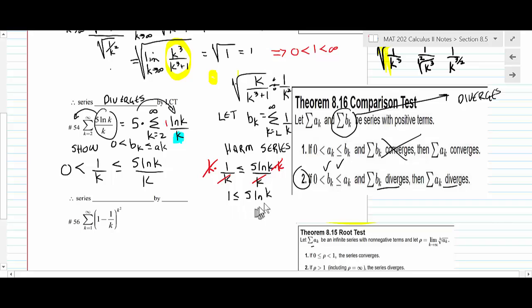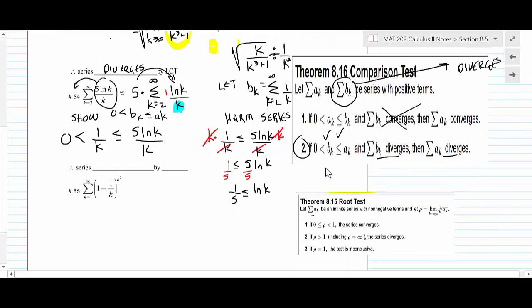Now, one thing on an ln is sometimes it's bigger than 1, sometimes it's between 0 and 1. So what I'm going to do on this one is solve this kind of like it's an equation. If I divide by 5, I would have 1/5 less than or equal to ln of k. And you would find that that's sometimes true. It's not always true.